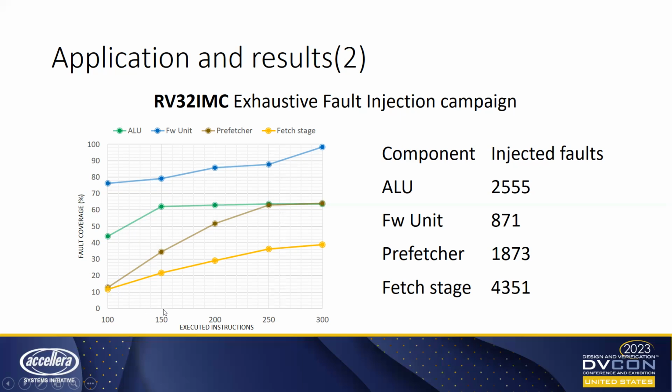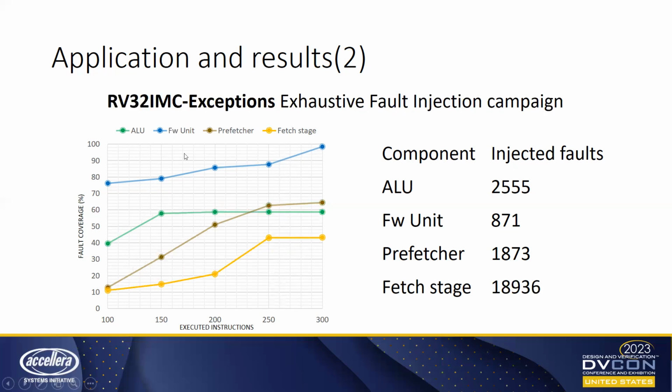And then by increasing by 50, the fault coverage increases, and the steepest incline could be seen on the prefetcher. And then it starts to saturate after 250 instructions. For the forwarding unit, we got 99% fault coverage when we executed 300 random instructions. And we got the lowest one for the fetch stage.